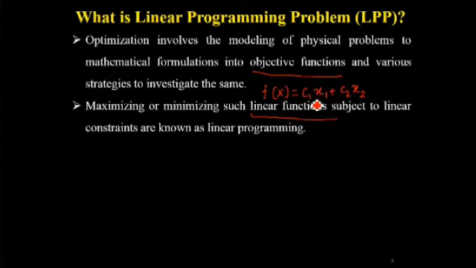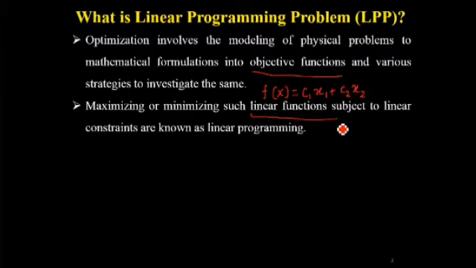Now you can see that in a linear programming problem we will have this type of f of x. Here the exponent, or the power, of x1 is 1 and the power of x2 is 1, is it not? That means if the exponent is 1, then that is called linear. So this function is said to be a linear function.